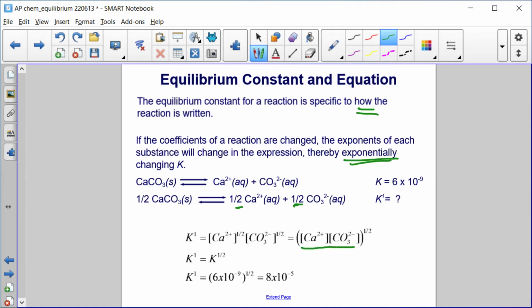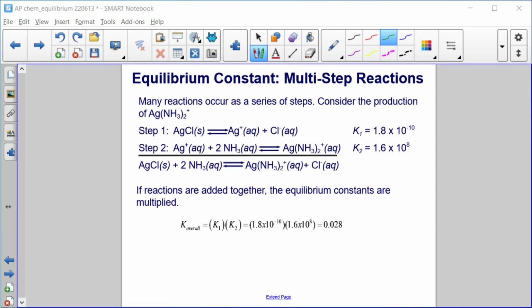This right here is the original equilibrium expression for this reaction, or this process. So we can take our original K, 6 times 10 to the minus 9, raise it to the 1/2 power, or take the square root is what that means. And we get 8 times 10 to the minus 5.